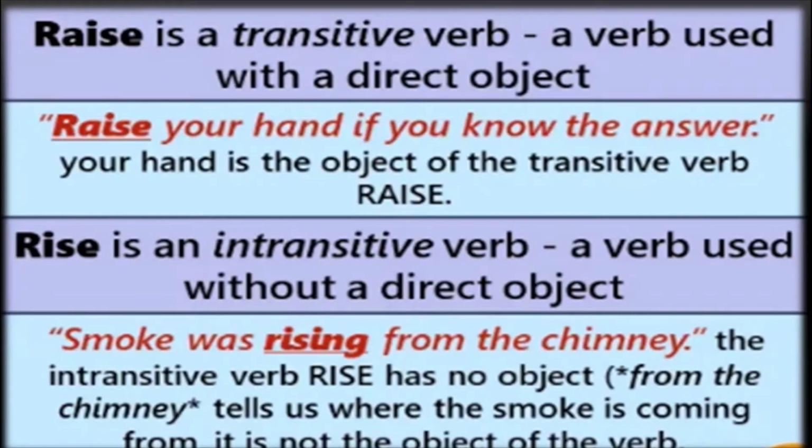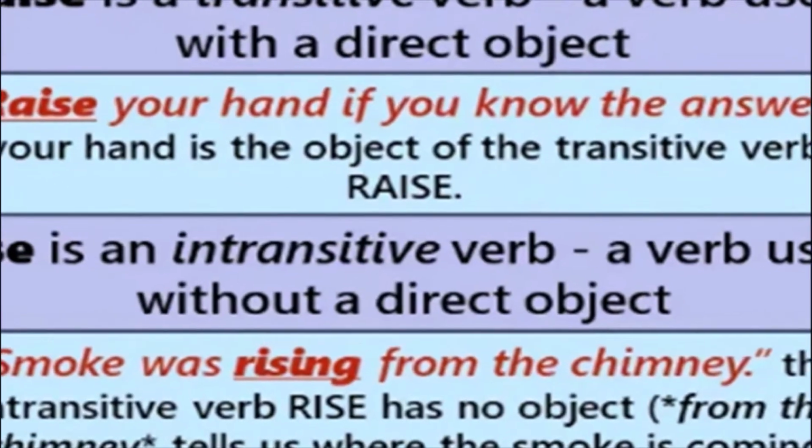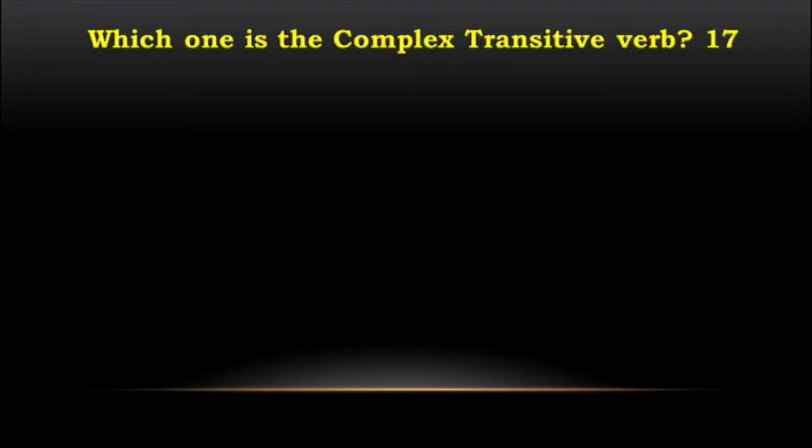Another example: raise is a transitive verb, a verb used with a direct object. Raise your hand if you know the answer. Your hand is the object of the transitive verb raise. Rise is an intransitive verb, a verb used without a direct object. Smoke was rising. This is from downward to upward, from the chimney. The intransitive verb rise has no object. From the chimney tells us where the smoke is coming from. It's not the object of the verb. Okay? Smoke was rising from the chimney.